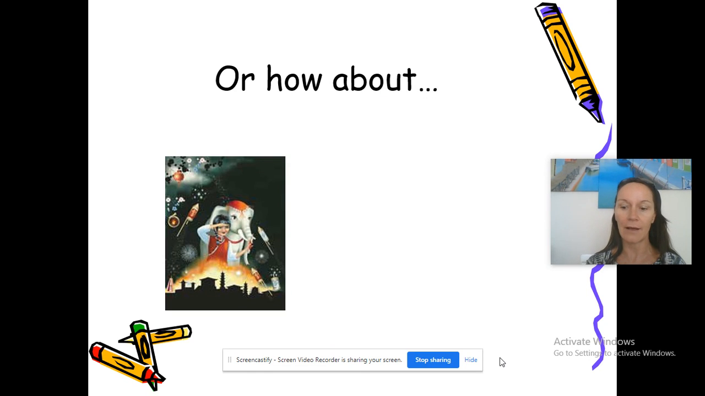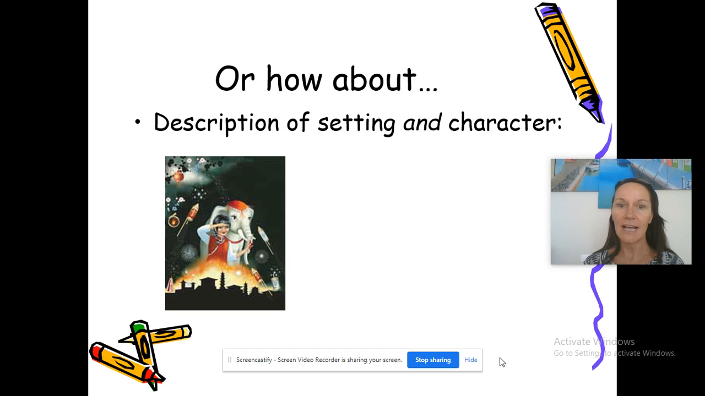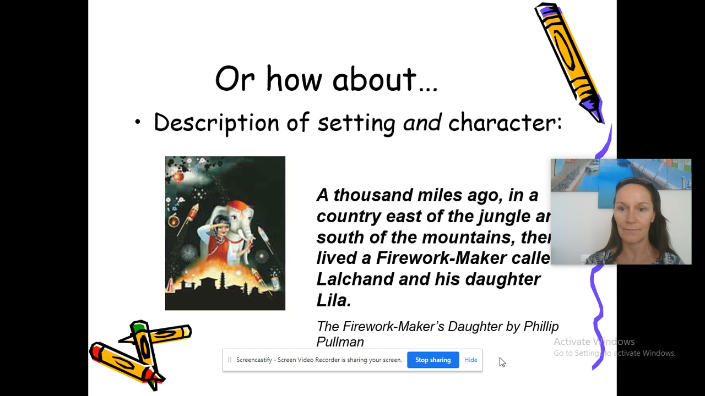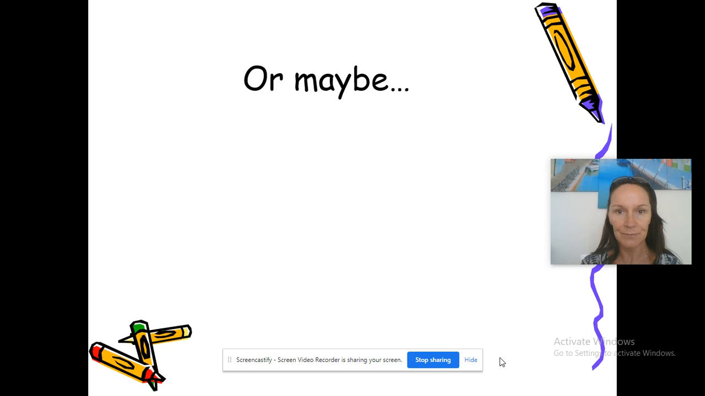Or how about you start your story with a description of a setting and a character. "1,000 miles ago, in a country east of the jungle and south of the mountains, there lived a firework maker called Lackland and his daughter, Lila." There you go. We've got a brief introduction telling me a little bit about the setting, a little bit about the characters, not too much because I'll learn more as the story goes by.